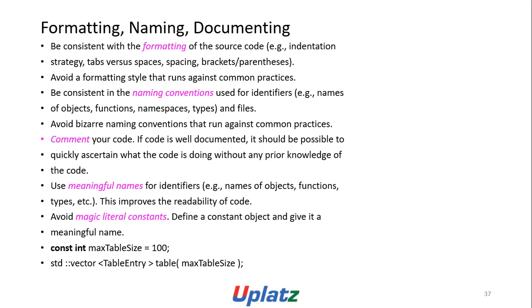Comment your code. If code is well documented, it should be possible to ascertain what the code is doing without any prior knowledge of the code. Use meaningful names for identifiers. Example: names of objects, functions, types, etc. This improves the readability of the code.